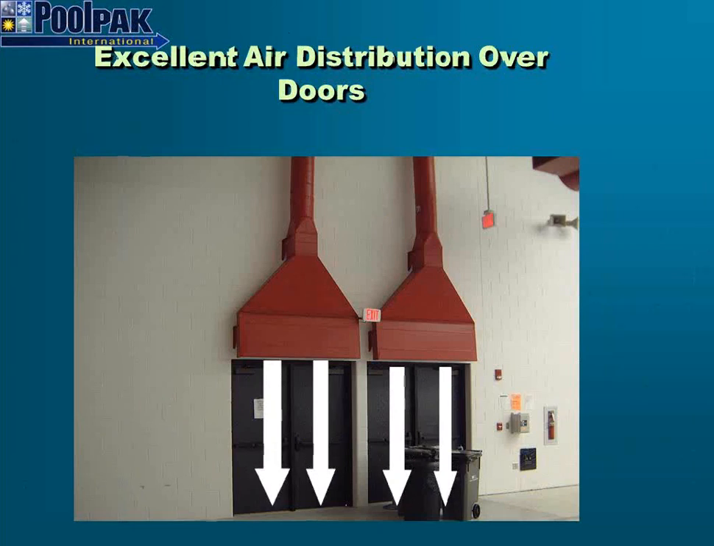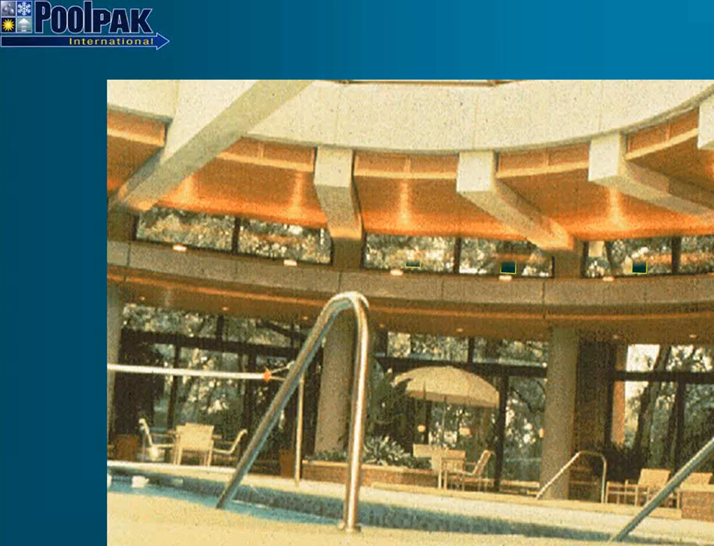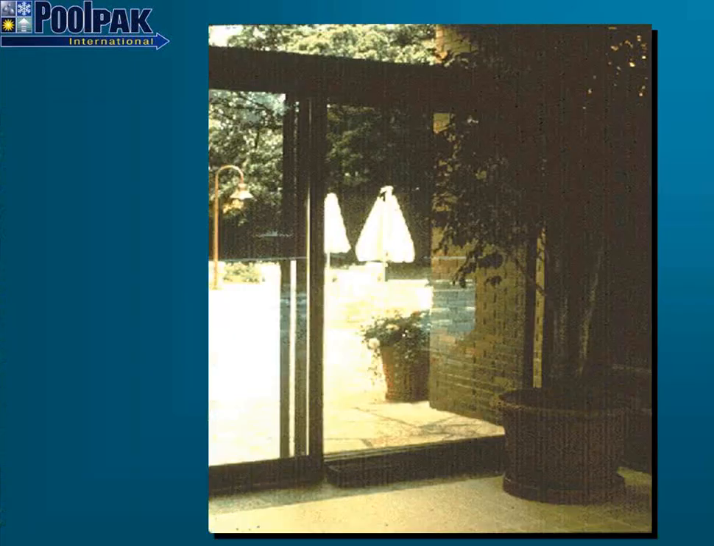Here's a local example. This is at Hamburger U in Oak Brook, Illinois. Very good distribution system, washing the windows, the skylights, and even in an area where ductwork could not be installed, a baseboard heater will do a fine job of keeping that area free of condensation. We recommend a perimeter type distribution system.